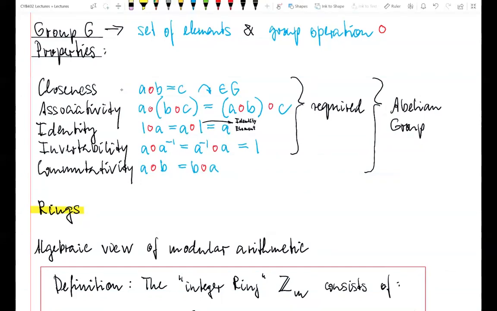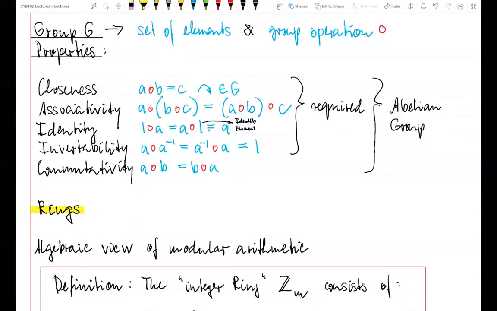So convince yourself that this is easily fulfilled for the integers under addition. Now it's getting a little bit more interesting. Let's talk about identity. A group needs to have an identity element. The one that you see here is really just a placeholder. It does not need to be one numerically. In our case for the integers, the identity element is actually 0.